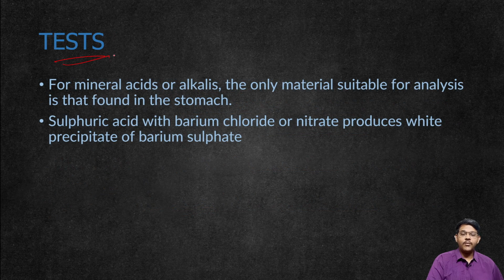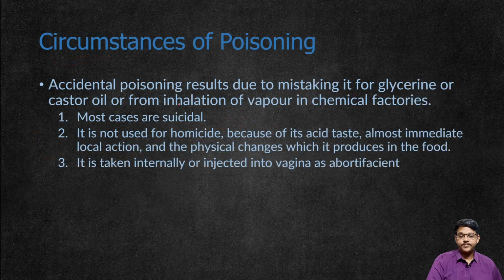Tests to determine what type of corrosive acid the person has consumed. For mineral acids and alkalis, the only material suitable for analysis is found in the stomach. Stomach contents are preserved to analyze what the poison was. For sulfuric acid, if it is mixed with barium chloride or nitrate, it produces a white precipitate of barium sulfate, which indicates that the person has consumed sulfuric acid.